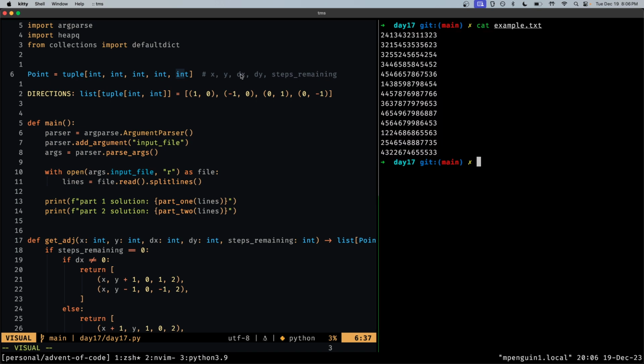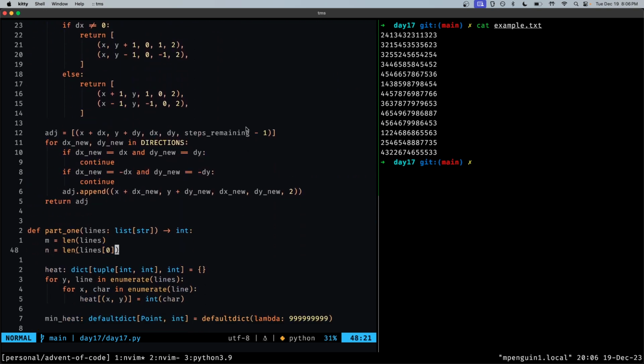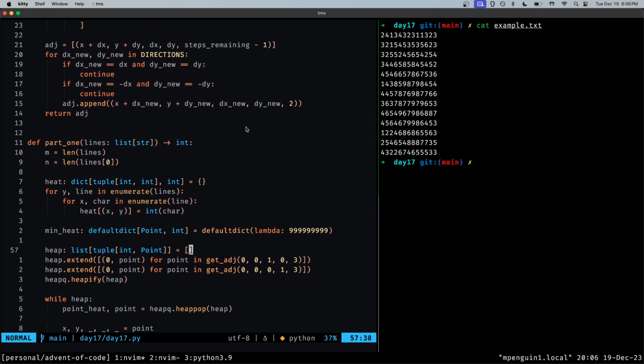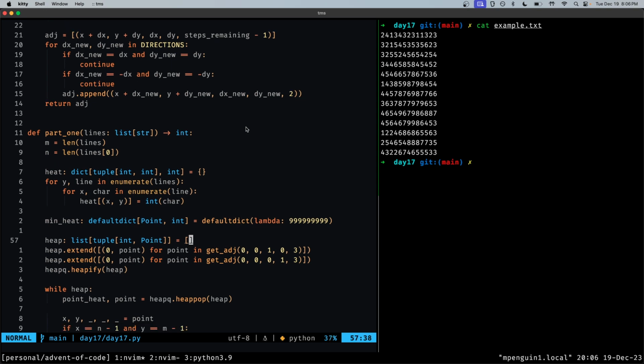Yeah, our graph has to contain information about the direction and steps remaining as well. From there, it's sort of just implementation details. So we define the min heap dictionary. Now we just perform Dijkstra's algorithm. We create a heap using the heapq Python library.